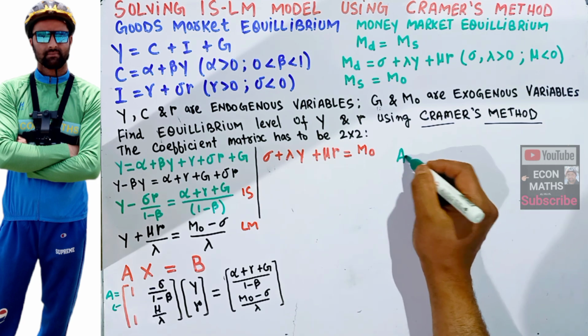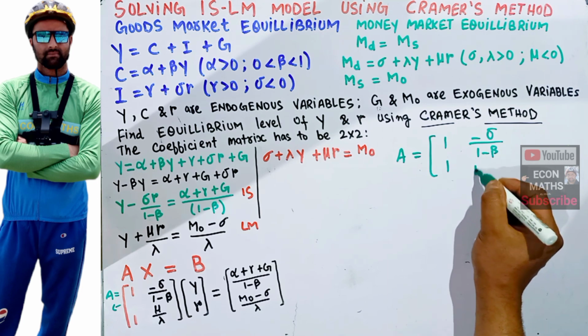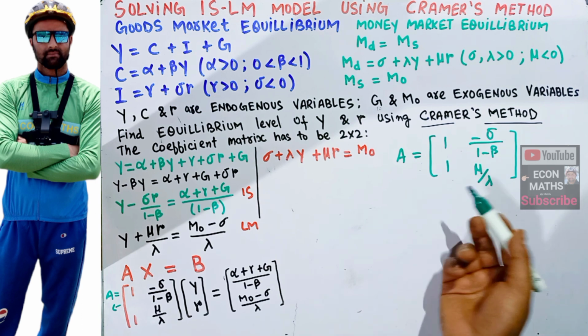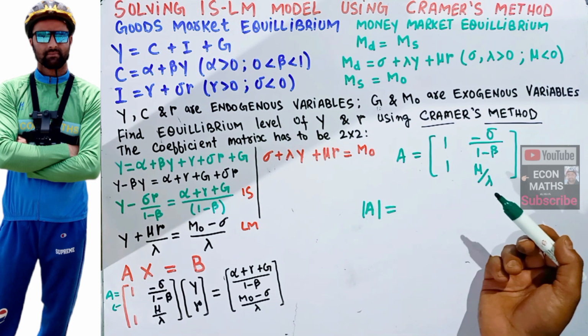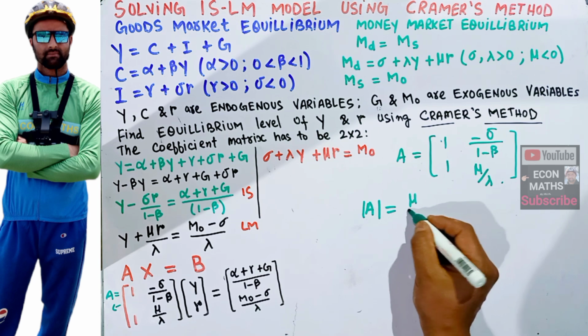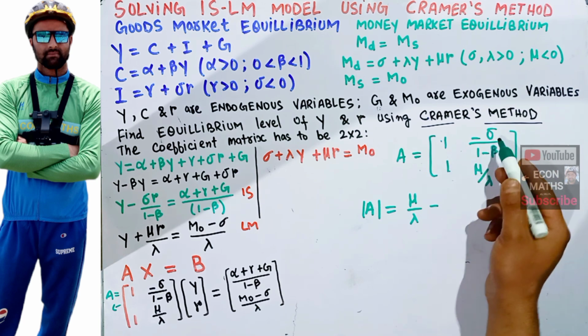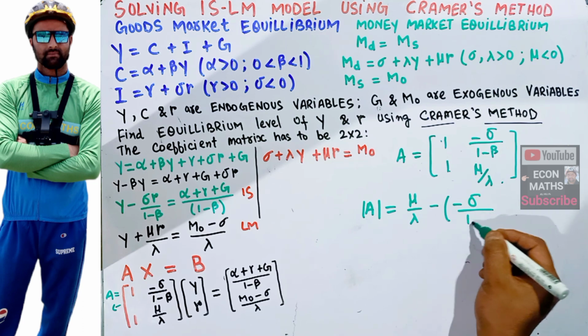Let me rewrite it first here. So A is equal to 1, 1 minus delta divided by 1 minus beta, then we have mu divided by lambda. Now to find the determinant, we multiply these two terms first. So we have 1 into mu divided by lambda. Then we subtract and multiply these two terms, so we have 1 into minus delta divided by 1 minus beta.